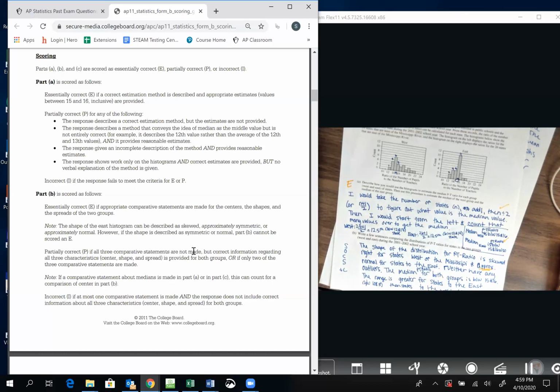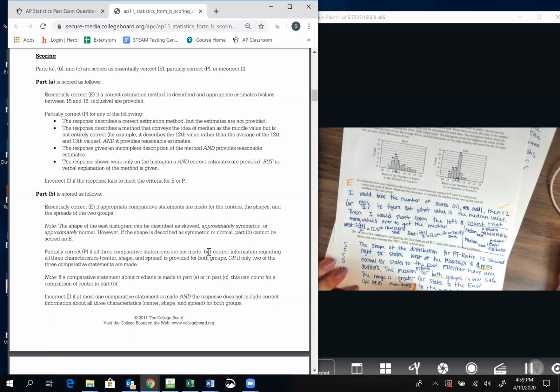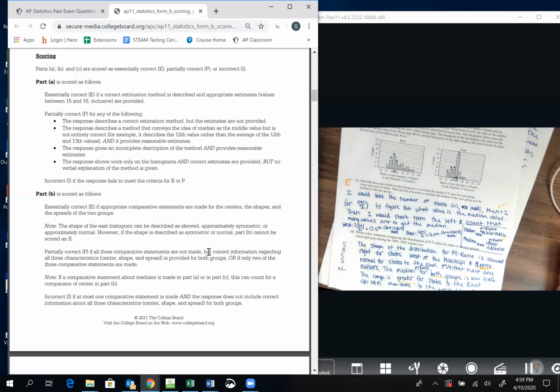Partially correct if all three comparative statements are not made. So if you left off the shape, the center, or the spread, or if only, oh, but correct information is given. So if you just stated the spread or the center, so if you only stated those, you have to make sure you compared them. So here I said both, here I said it's greater. Make sure you compare them. If you failed to compare one of them but you gave correct statements, that's partially correct.